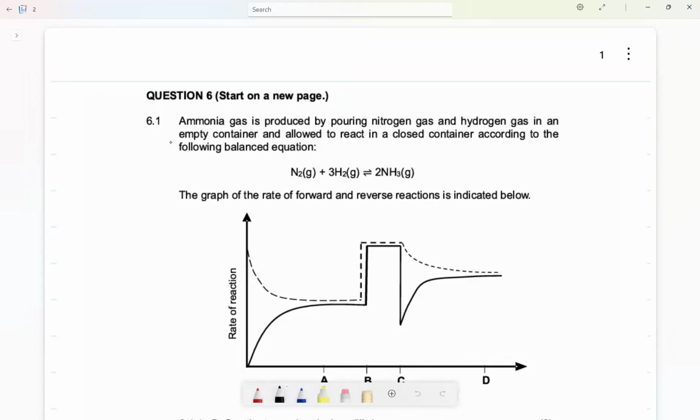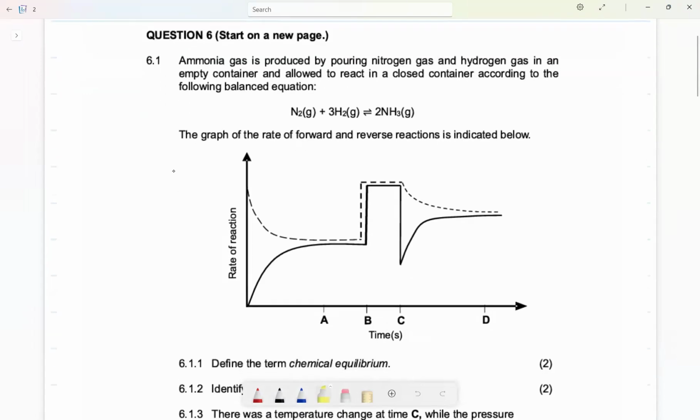Now, let's look at another question under chemical equilibrium. So now we have question 6, and it says ammonia gas is produced by pouring nitrogen gas and hydrogen gas in an empty container and allowed to react in a closed container. Very important, that is a closed container, following the following balanced equation. So we have N2 like that, like that.